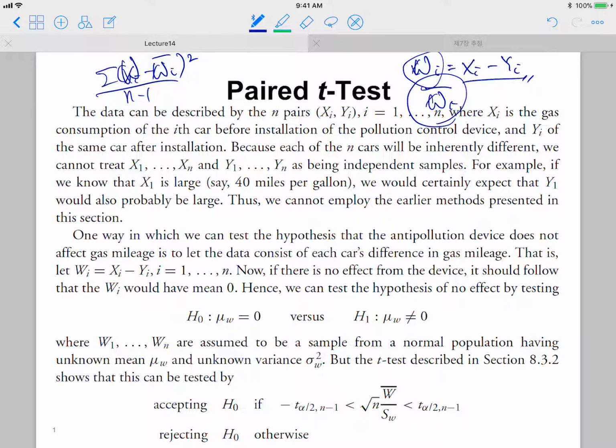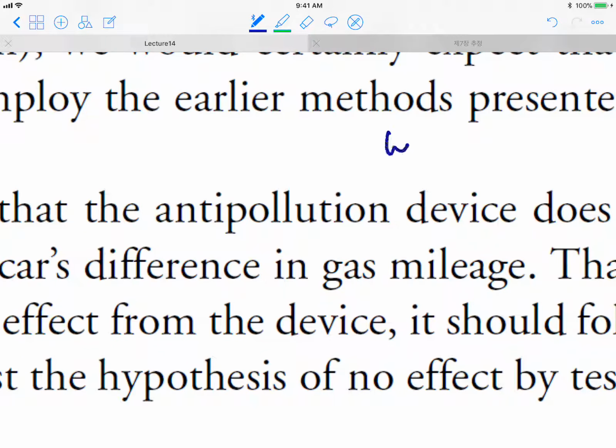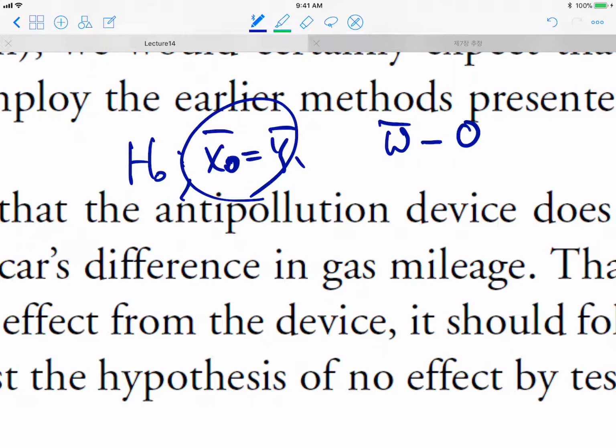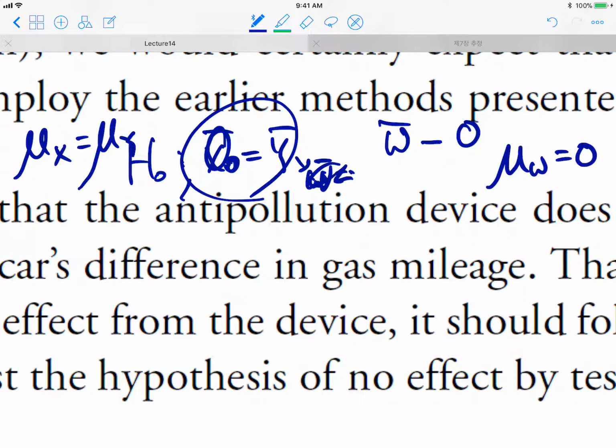And in that case, we can use this w bar minus 0, because we are interested in the null hypothesis of x bar equals y bar, which means w bar is 0, or mu x equals mu y, which means mu w is equal to 0, right? So that is the null hypothesis.